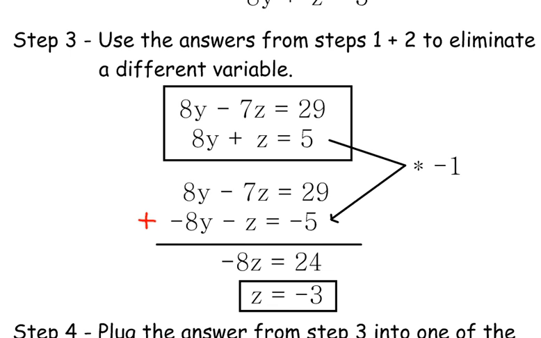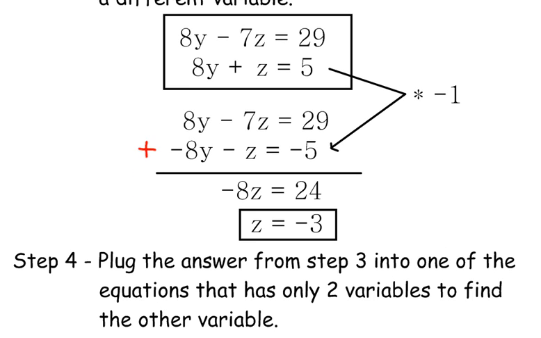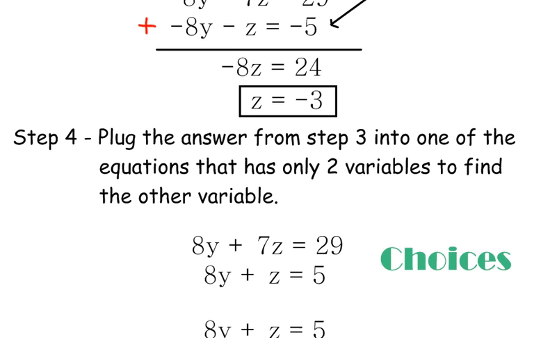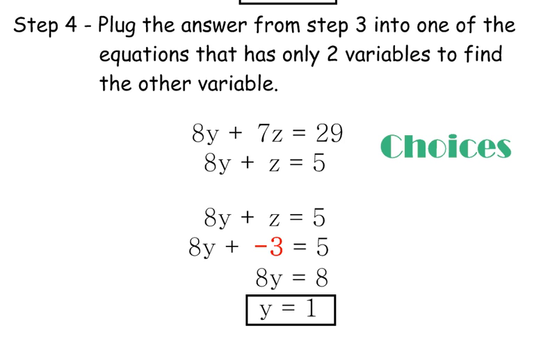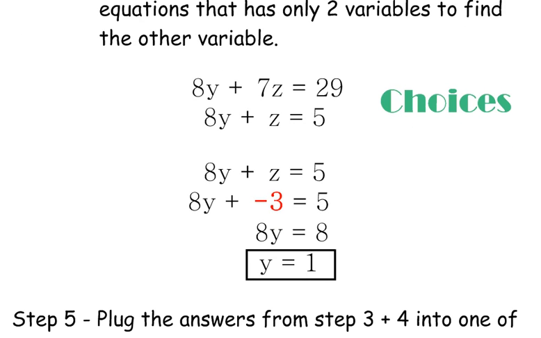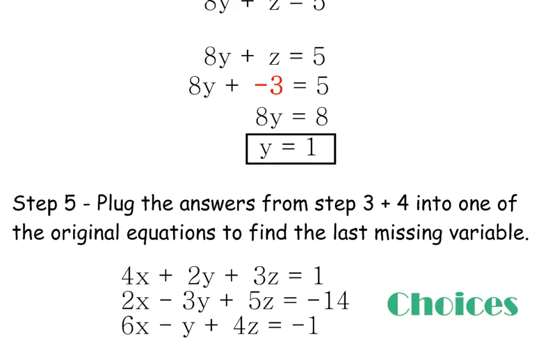Now that's good. That means we now know one of our variables. That will help us find our other two. So we're going to take those two options we had from step 3, 8y minus 7z equals 29 and 8y plus z equals 5, and decide which one would be easier to plug in the z value of -3 to figure out the y value. I think the second one was easier, so that was the one I chose, but it really didn't matter. You could have chosen the first one. You can see I substituted -3 in z's spot, added 3 to both sides, divided by 8, and now I know y is 1. Now I know two values. I know y and z.